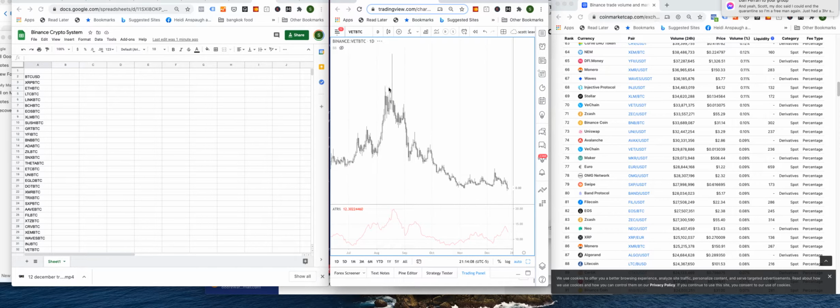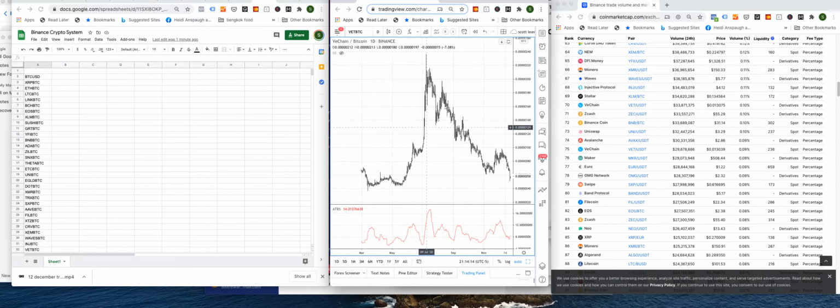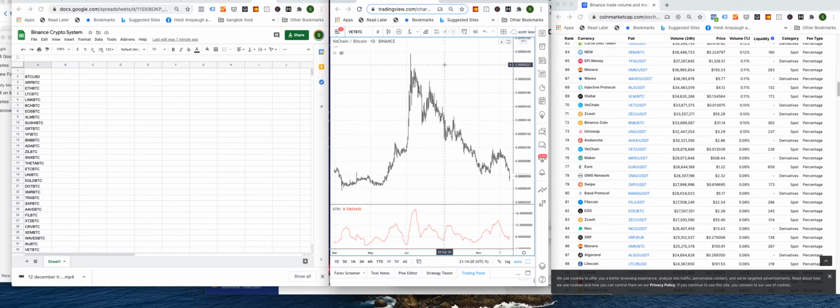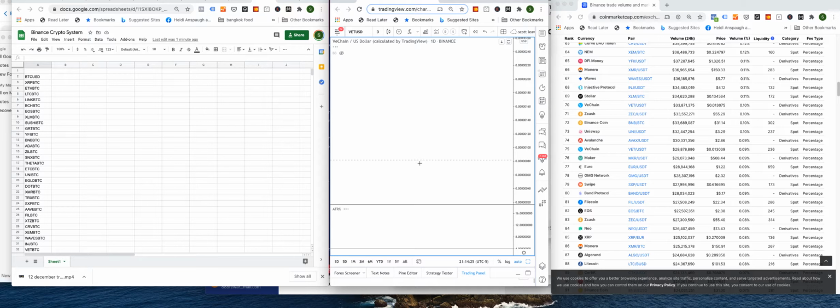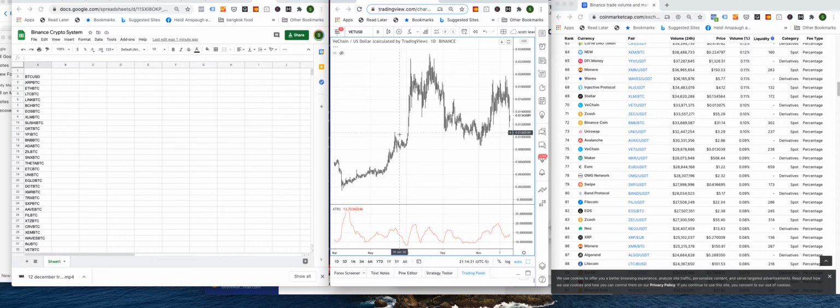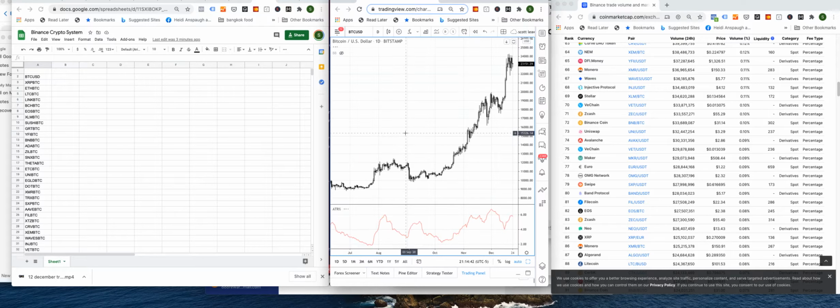VeChain Bitcoin, VET BTC. Let's have a look at it. You can see that lately, since July, it's gone straight down against Bitcoin, but if we do it against US dollars, it's probably going to have gone up. You can see what I mean? So as Bitcoin goes up, Bitcoin's done this, obviously, so it's risen. The rising tide has floated all boats.